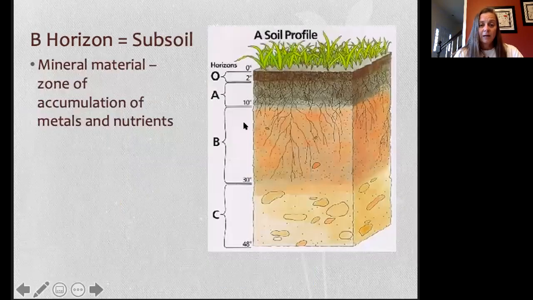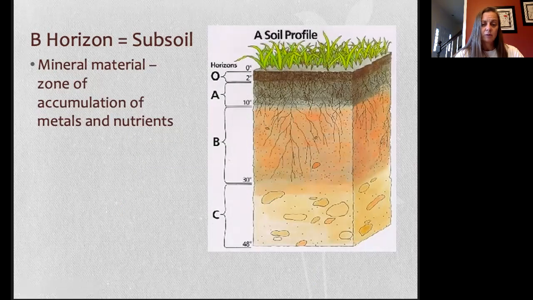Below that E horizon, and you notice in this picture, we don't even have an E horizon, we have the B horizon. This is the subsoil. This is mostly broken down rock from below. It does not have a lot of organic material, but it does allow roots to penetrate it. And so this is where metals and nutrients are.